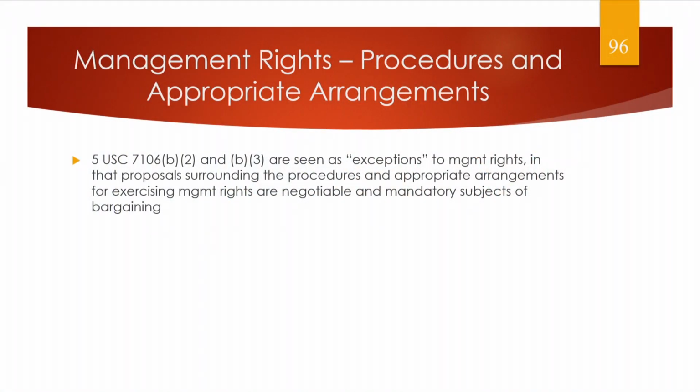So 5 U.S.C. 7106(b)(2) and (b)(3) are seen as exceptions to management rights. These proposals surround the procedures and appropriate arrangements for exercising management rights. They're negotiable and they're mandatory subjects of bargaining.